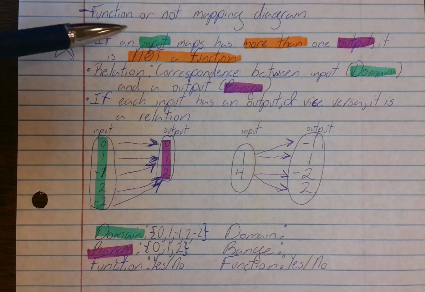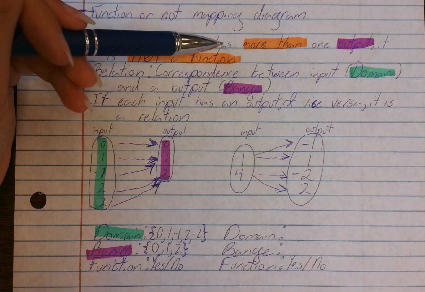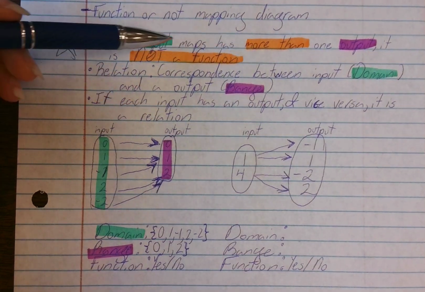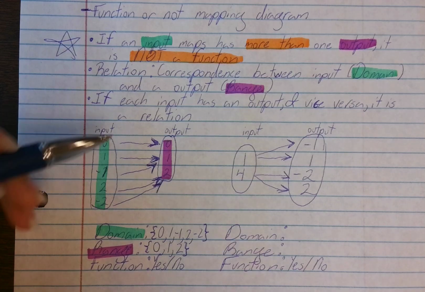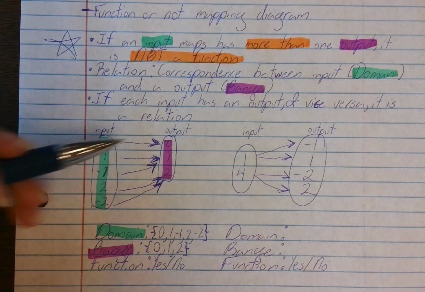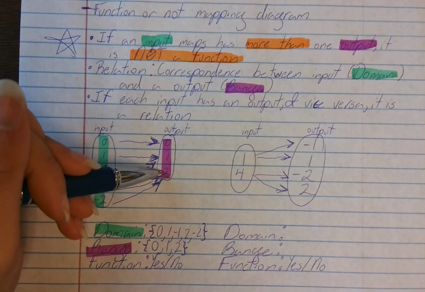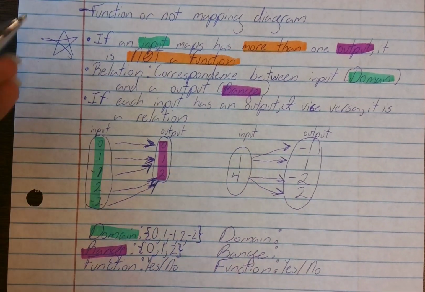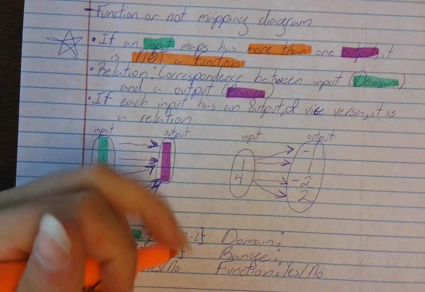So, looking back here, if every input has more than one output, okay, so let's look. He has one output, he has one output, he has one output, he has one output, and he has one output. So it is a function. That was pretty easy. So yeah, this is a function.